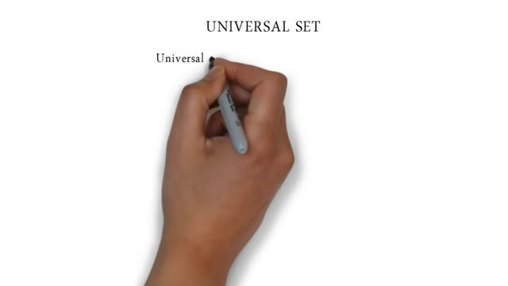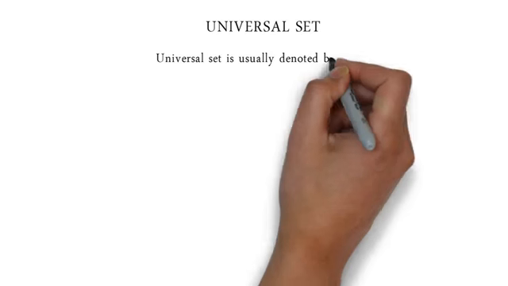Universal set. A suitably chosen non-empty set of which all the sets under consideration are the subset of that set is called a universal set. Universal set is usually denoted by capital U.